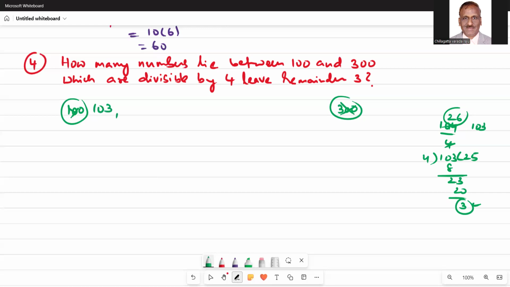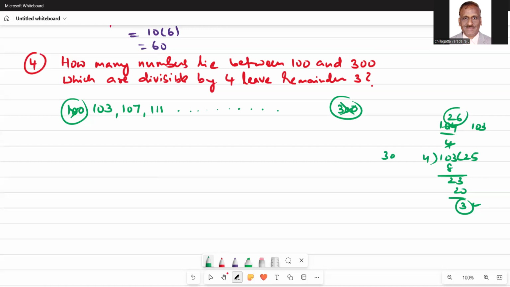After 103, add 4 to that. It is 107 and 111. Okay, you can go on continuing like that. So which is the term previous to 300, which is divisible by 4 and leaves the remainder 3 again?